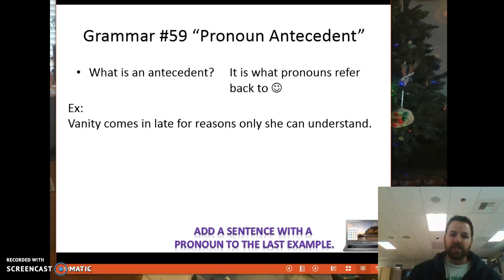Our first sentence: Vanity comes in late for reasons only she can understand. Start thinking about pronouns, which leads you to this part of the sentence, the word she, and start thinking about what the pronoun refers back to. And you can see why I would want you to draw the arrow. You draw the arrow yet? Please don't shout out answers. Try and do that on your own as soon as you finish writing the sentence.